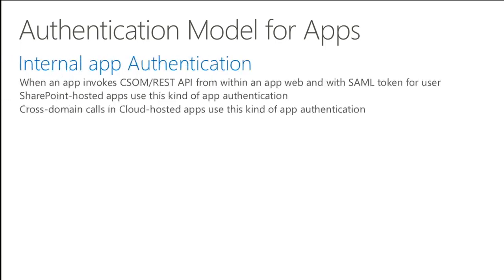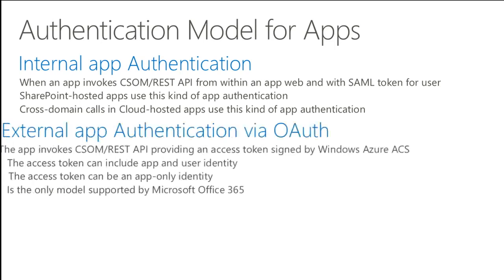The first one is the internal app authentication, which is the one used when an app invokes CSOM or REST APIs, providing a SAML token, and when the request is within the app website. So if you have a SAML token of the current user, and you get a request from the app website for CSOM or REST API, you will handle an internal app authentication, which is the one available for the so-called SharePoint-hosted apps, or for the cross-domain calls in cloud-hosted apps.